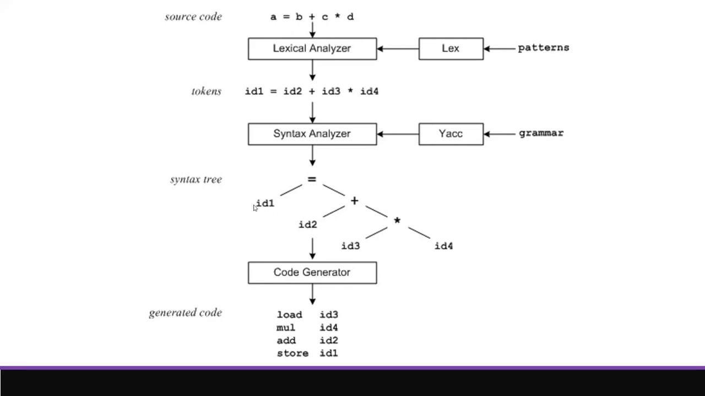That's the syntax tree. And then based on this, you use machine code assembly to translate: load ID3, multiply ID4, add ID2, store to ID1. Okay? This chart gives you the best idea of what compilation is.